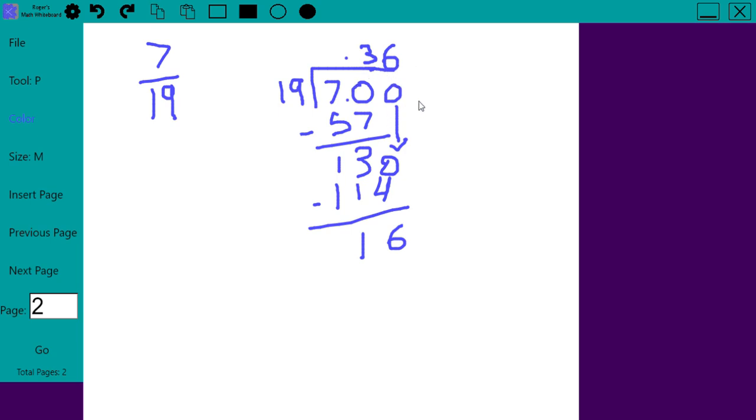But if you wanted to solve further, all you have to do is add another 0, bring it down, and just keep on going. But 7 over 19 isn't a perfect decimal. It'll continue on for a lot more digits, so I'm going to go ahead and stop at the hundredths place.